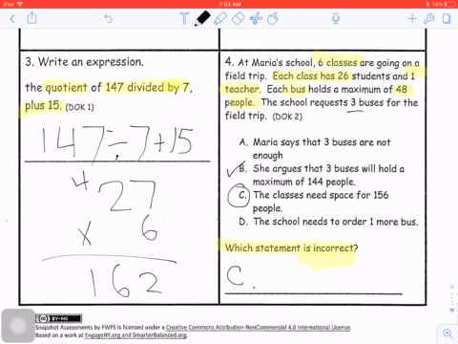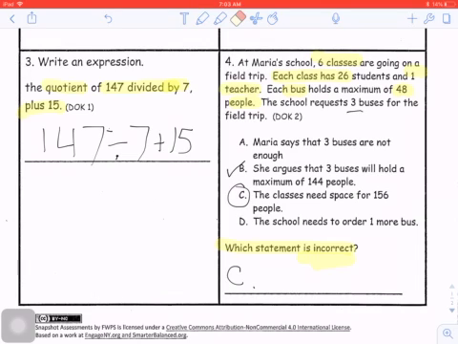I'm not going to write it because I'm not going to waste your time, but I would write a sentence explaining why, so that you know. So that would be 162. So that means that yes, the students do need more than 3 buses. So that statement's correct, and they do need to order 1 more bus.